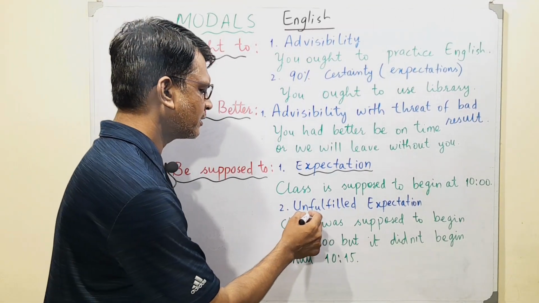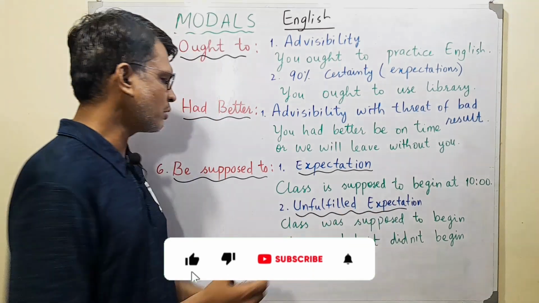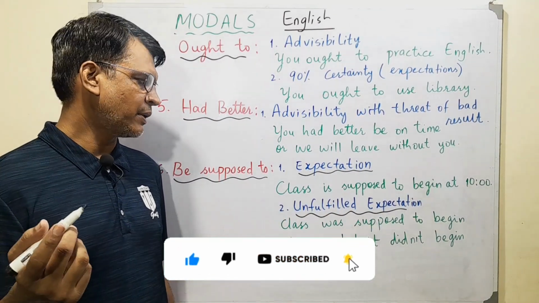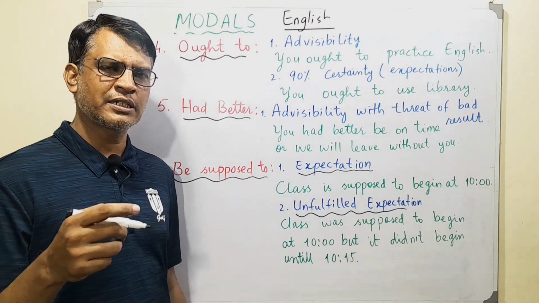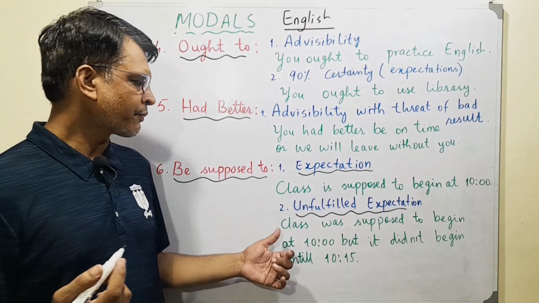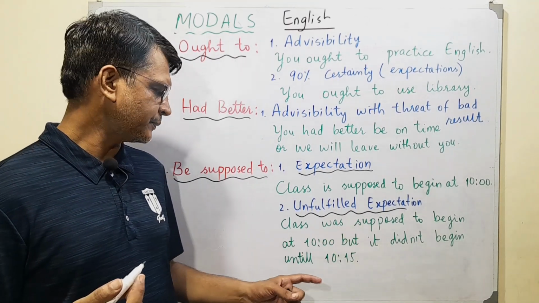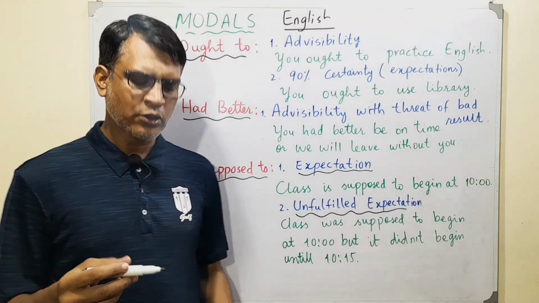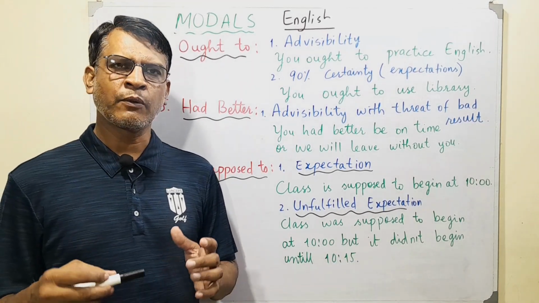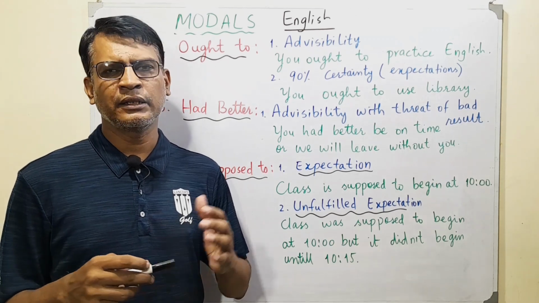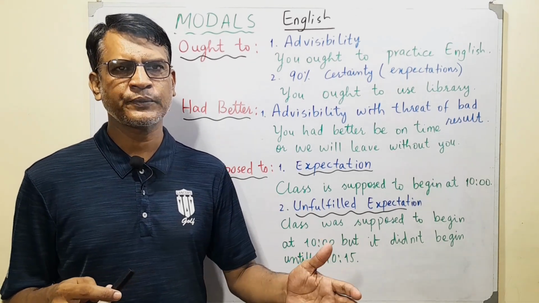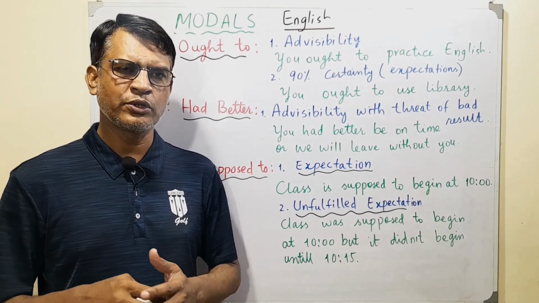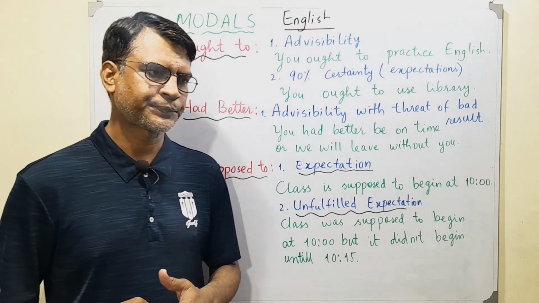Then supposed to is also used for unfulfilled expectations in the past, but it's not with the present, it's with the past. For example, class was supposed to begin at 10, but it didn't begin until 10:15. So this is an expression which is saying that there was some expectation in the past, but it didn't work out, and therefore we are using it with past expression.